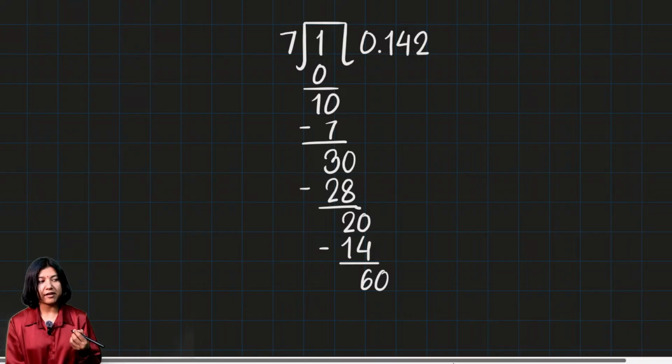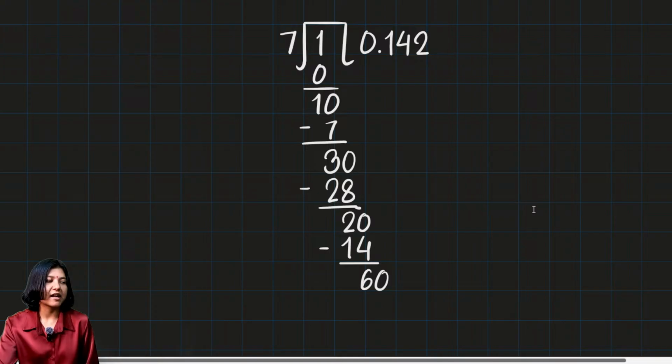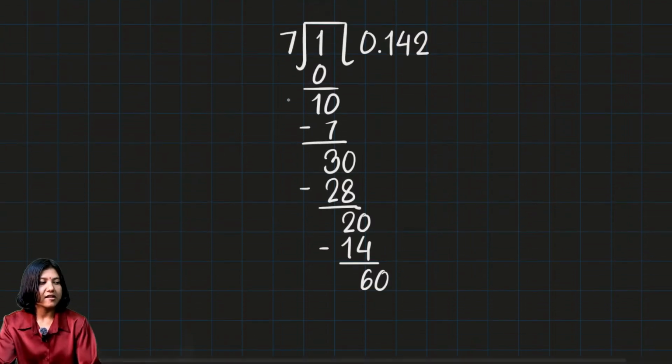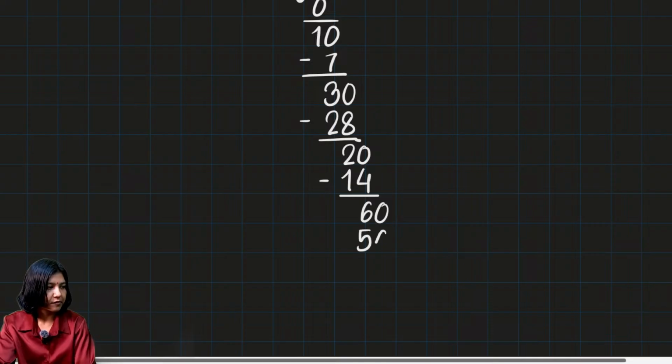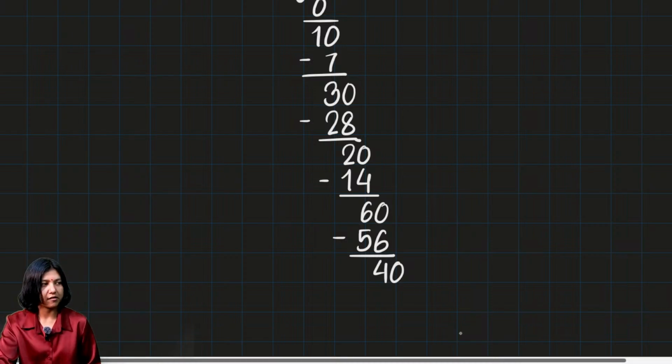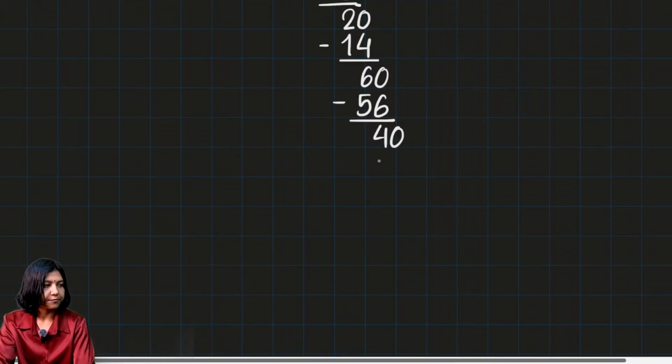You see my remainder at every point is coming different. So there is no way I would see any repetition. 7 times how much is nearest to 60? 7 times 8 is 56, giving me the remainder 4. Again, I'll make it as 40 by introducing 0. 7 times 5 is 35. Removing 35 from 40 gives me 5.